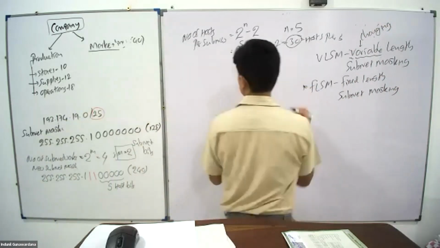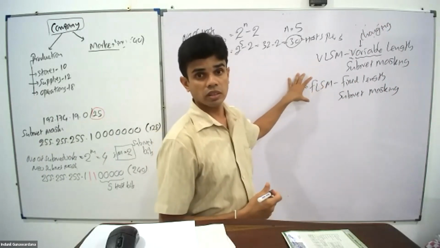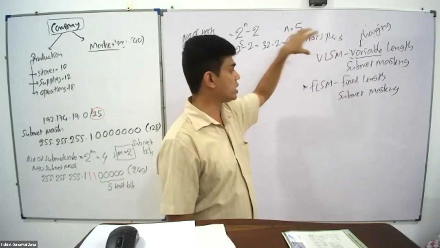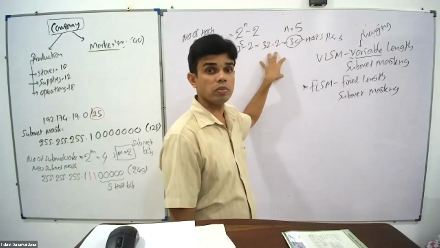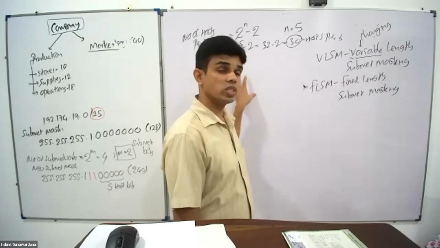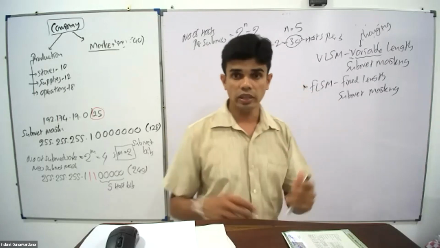Why? Whenever you decide a subnet mask, that will be valid for all the subnets. Under VLSM, variable length subnet masking, one subnetwork uses this subnet mask, other subnetwork may use some other subnet mask. Next one is using totally different subnet mask.